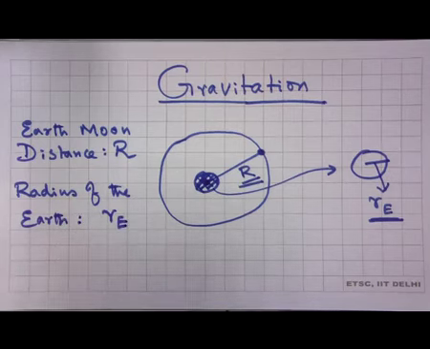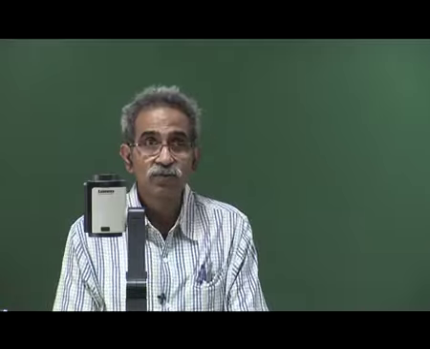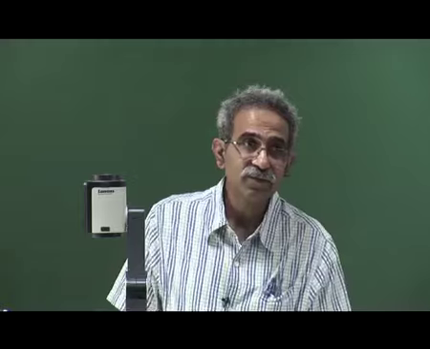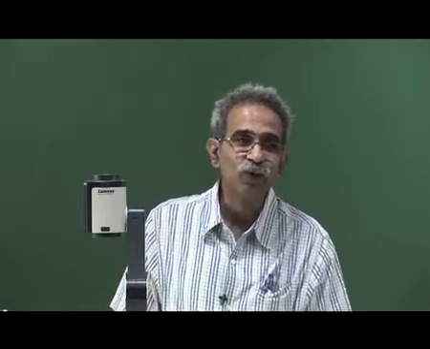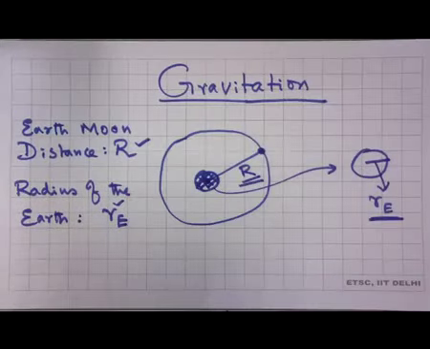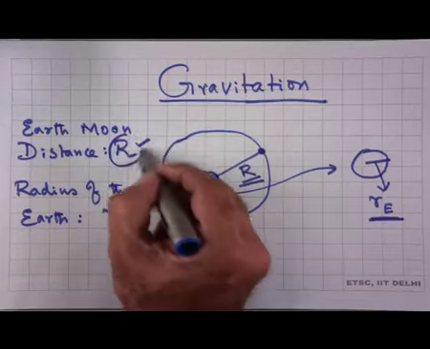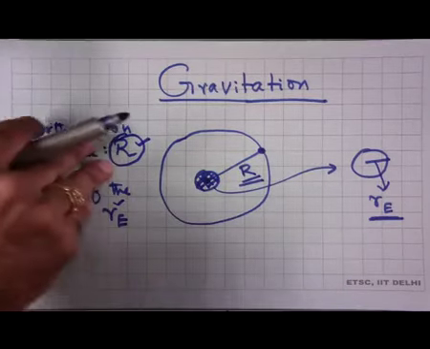Remember, we already discussed how the radius of the Earth can be determined very accurately. It is about 6,400 kilometers, maybe about 20 kilometers less than that. We will never bother about that. So, we know this, and what we want to do is to try to get a handle on the value of capital R. That is what we want to do.